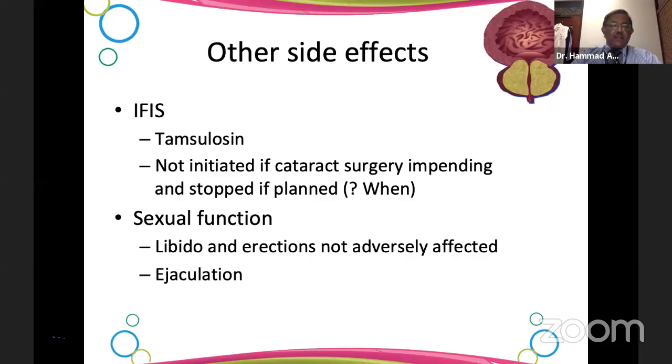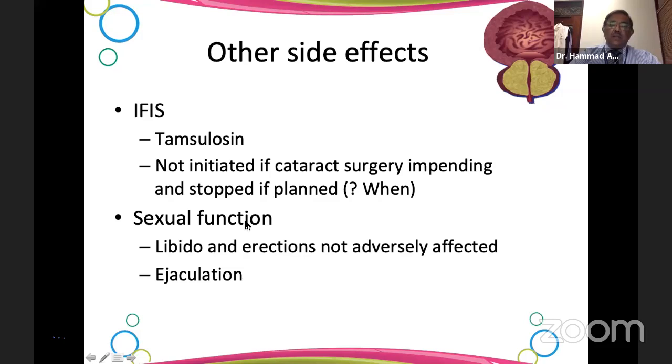Another point is that patients who are about to undergo cataract surgery should not have alpha blockers, because it makes the life of the ophthalmologist very difficult. When they are doing a cataract surgery, the iris becomes unstable and floppy, and that makes cataract surgery really difficult. So these patients should not have alpha blockers prior to cataract surgery, and this is called floppy iris syndrome.